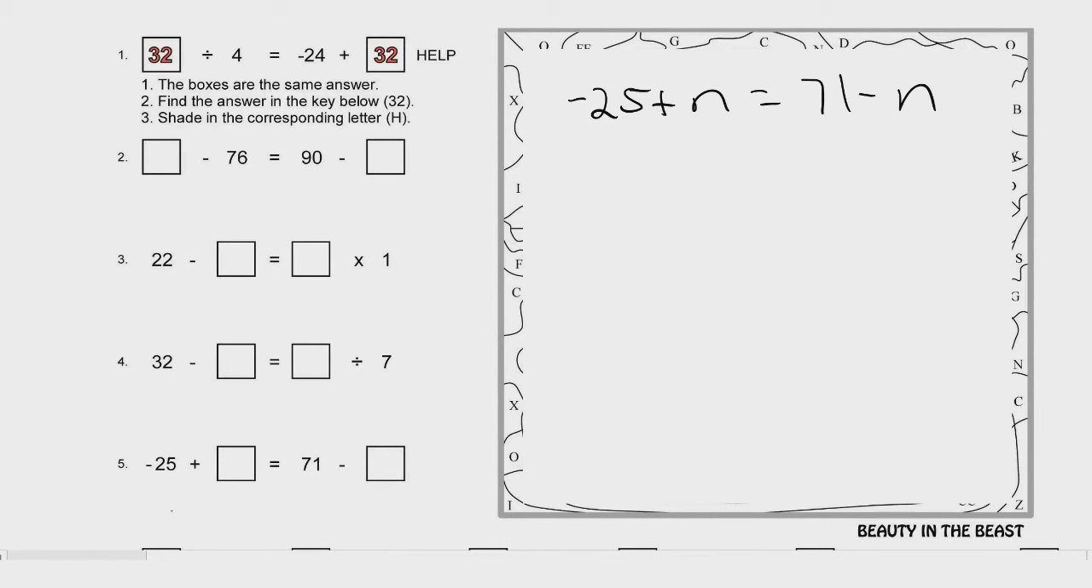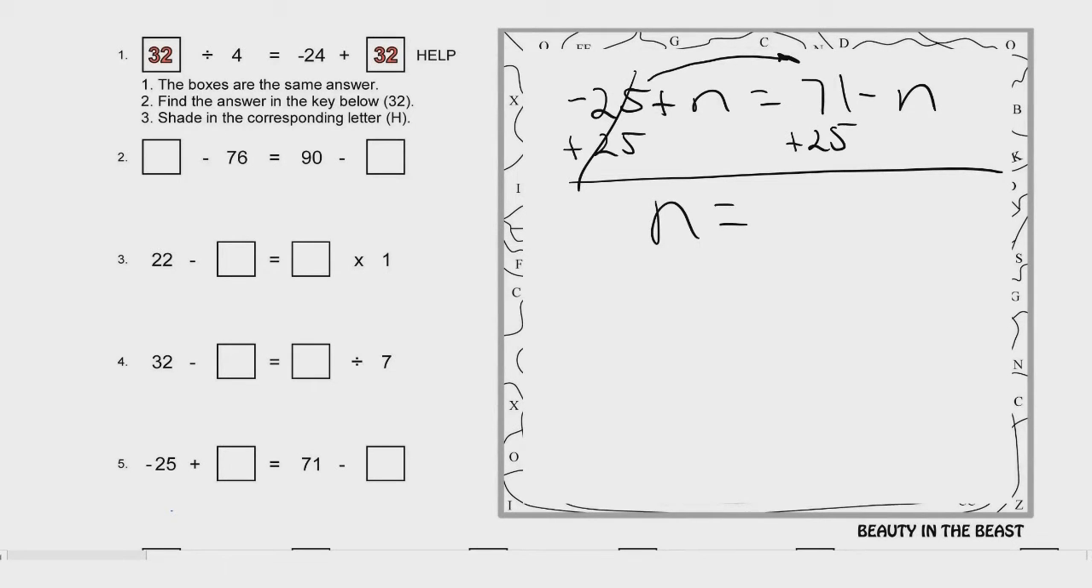minus n. Again, no one is happy because you got variables and numbers next to each other. They're like, get away from me! So, doesn't matter who you move, but just kind of think about it. Which one will save you some time? I think if we move the minus 25 this way, and since we're sending it to the opposite side, we need to do a plus 25 and a plus 25. The 25s cancel each other out. We end up with n equals 71 plus 25 gives us 96 minus n.